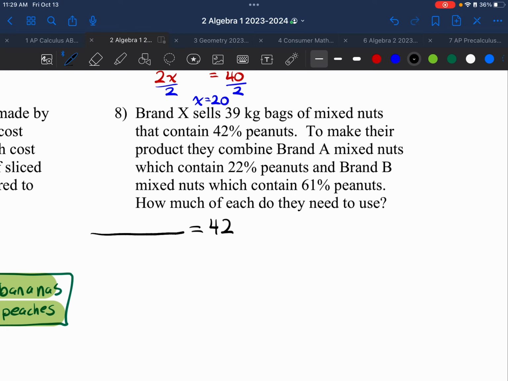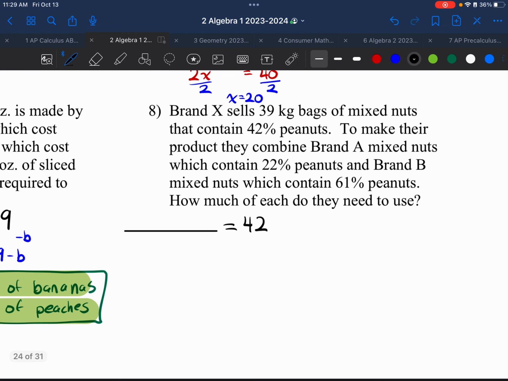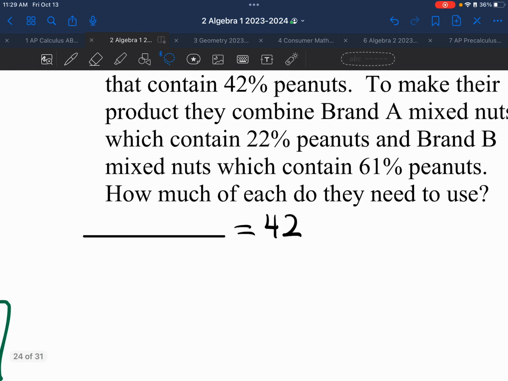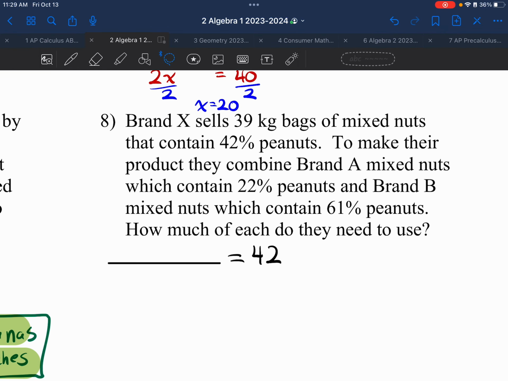I'm going to set up a fraction over here. In this fraction, I don't think I need that much space. There we go. A little bit up. Yeah, right there. Okay. What are the 2 amounts? A is 22%. You can already figure out that they're not telling you an amount for A. So I'm just going to say A times 22.